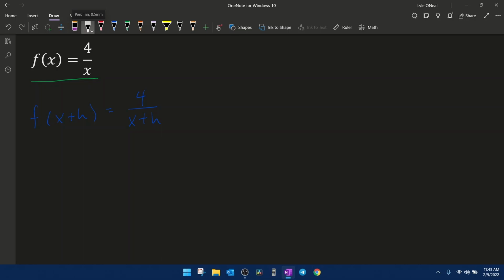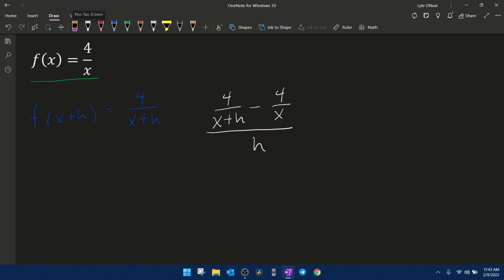So that's going to be f of x plus h minus f of x all over h. And then we're going to need to simplify this. Here our ultimate goal is to get the h in the denominator to cancel. So as soon as you can eliminate the h in the denominator, you're done.